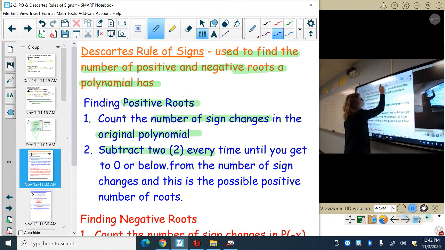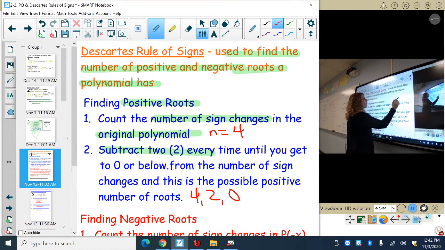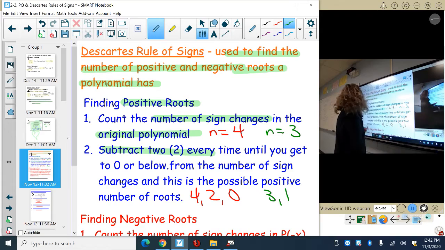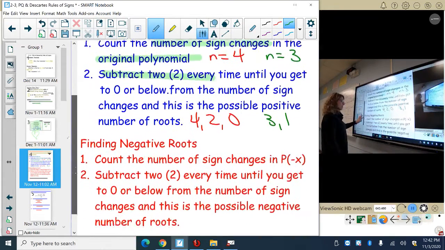Example, if my number of sign changes was, let's say, 4, then I could have 4. 4 minus 2 is 2. 2 minus 2 is 0. I can't go below 0. If n was, let's say, 3, then I would have 3 minus 2 is 1. 1 minus 2 puts me at -1. So I'd have to have 3 or 1, which means I'd have to have a positive root. That's for positive sign changes.